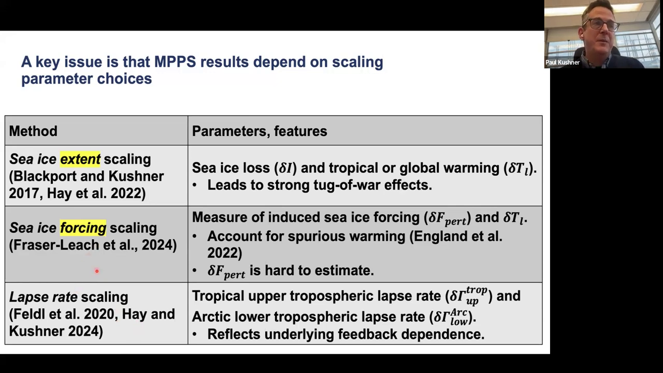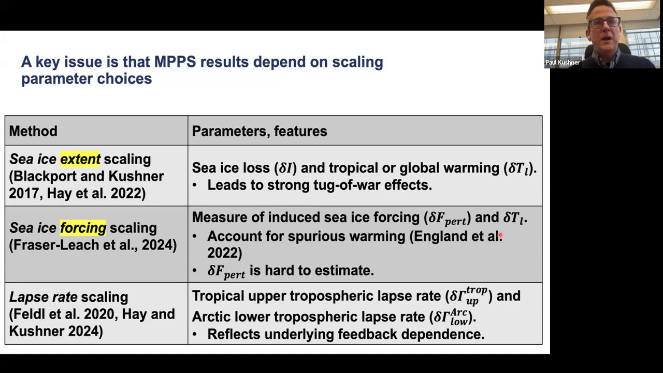So the two additional methods that we've been working on involve some estimate of the forcing that comes about because we've imposed changes to sea ice artificially. So there's a radiative forcing associated with those, and every protocol approach, whether it's a nudging approach or a change in albedo, has its own kind of artificial effects that come along with it. So what we try to do with the sea ice forcing scaling is to measure the induced radiative forcing from changing sea ice in an artificial way.